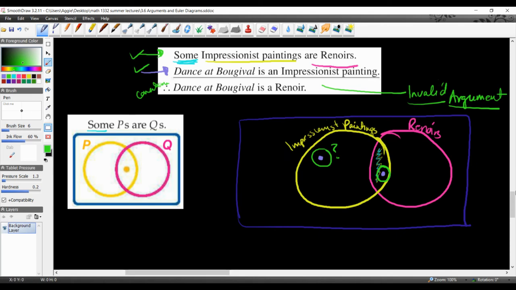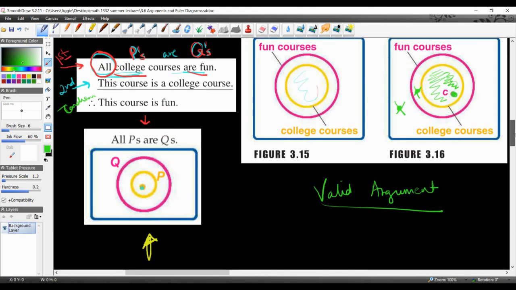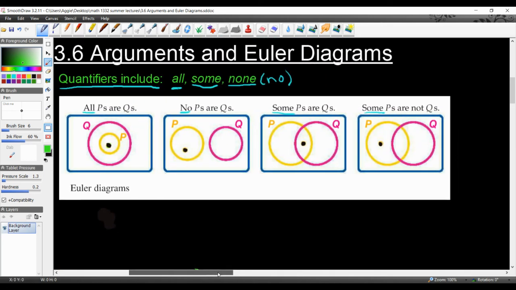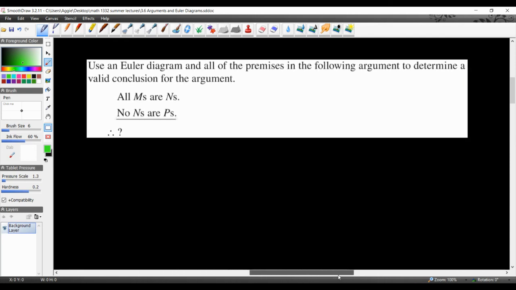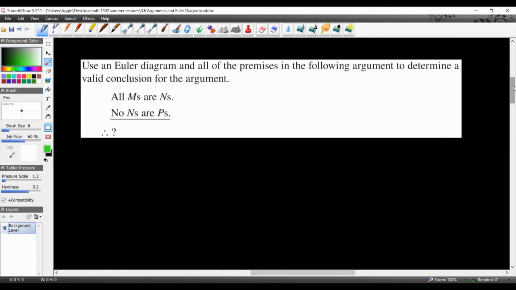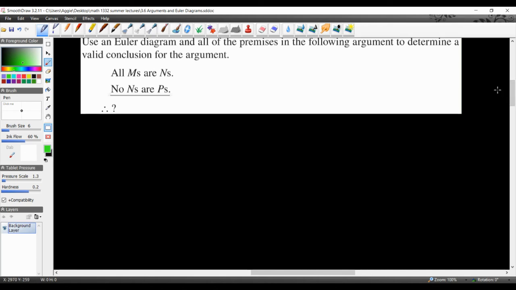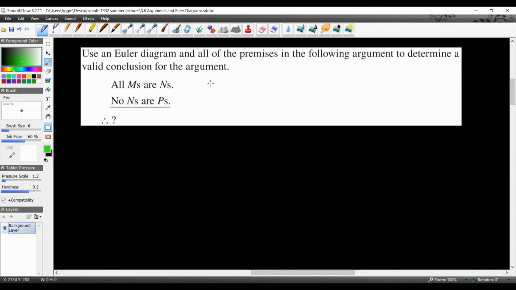Okay, we're going to go ahead and do one more example, I believe one or two, and I believe it's going backwards. So let me see. Yes, so we're going to go ahead and do one more of these. Actually, what am I doing for this one? Yeah, we're going to try to draw this out, and we're going to come up with a conclusion. So this one's a little bit interesting. It says use an Euler diagram and all of the premises in the following argument to determine a valid conclusion for the argument.